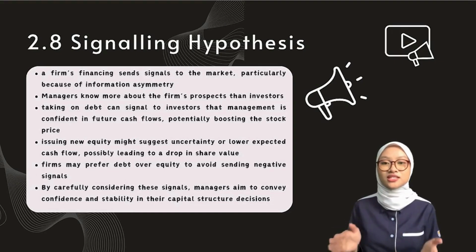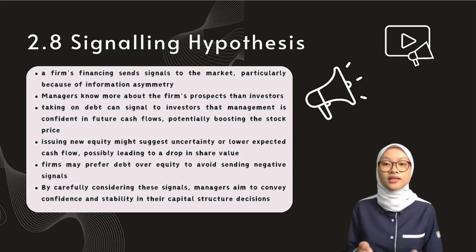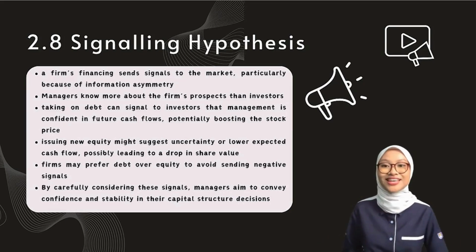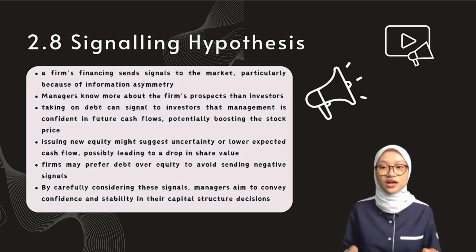The signaling hypothesis suggests that a firm's financing choices send signals to the market, particularly because of information asymmetry, where managers know more about the firm's prospects than investors. Taking on debt can signal to investors that management is confident in future cash flows, potentially boosting the stock price. In contrast, issuing new equity might suggest uncertainty or lower expected cash flows, possibly leading to a drop in share value. Consequently, firms may prefer debt over equity to avoid sending negative signals. By carefully considering these signals, managers aim to convey confidence and stability in their capital structure decisions.